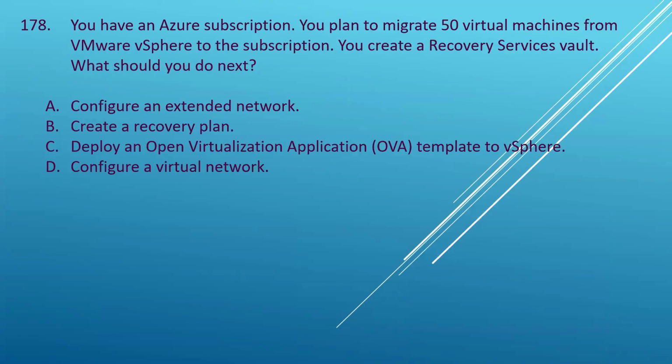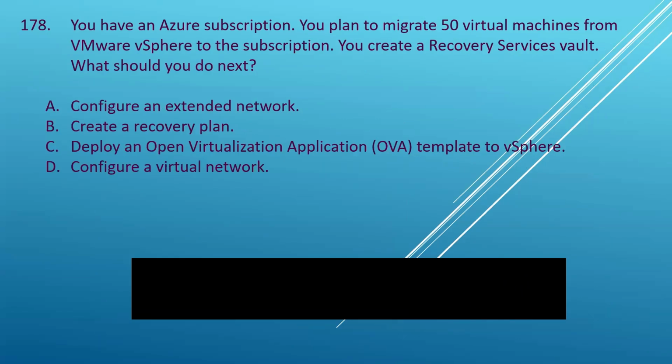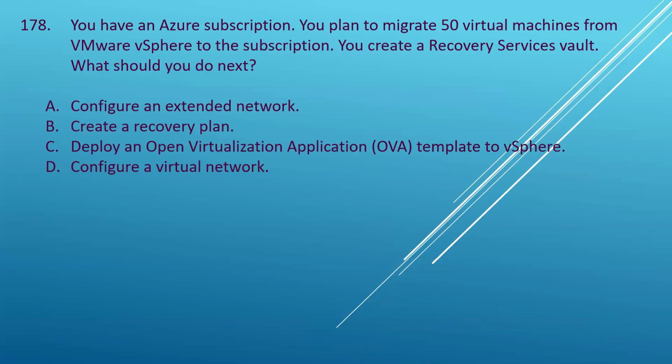Now let's look at question number 178. You have an Azure subscription. You plan to migrate 50 virtual machines from VMware vSphere to the subscription. You create a recovery services vault. What should you do next? Your options are: configure an extended network, create a recovery plan, deploy an open virtualization application (OVA) template to vSphere, or configure a virtual network.